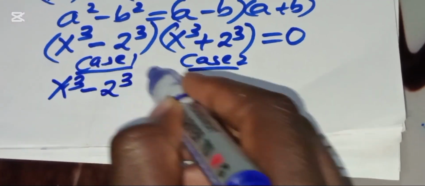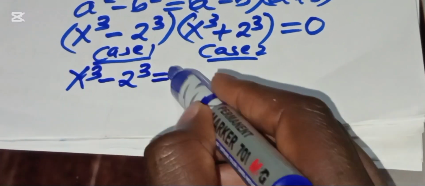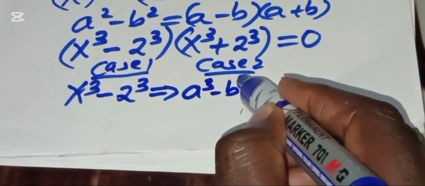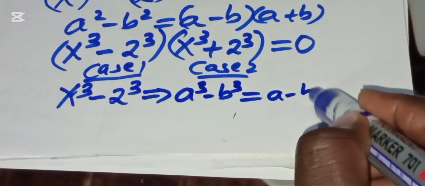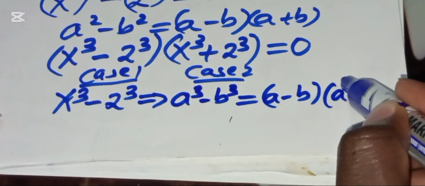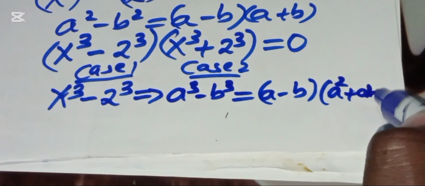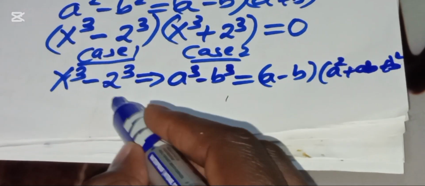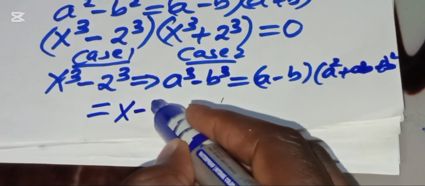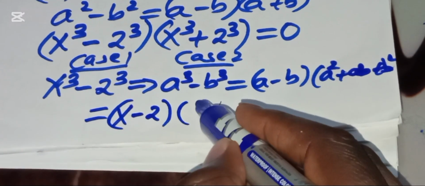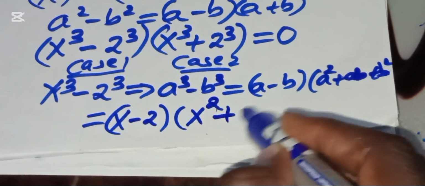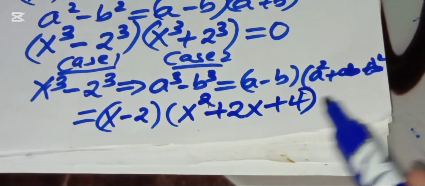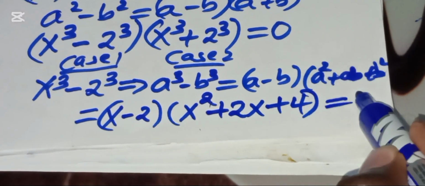Now from case 1, x cubed subtract 2 cubed is actually the difference of two cubes, which is expressed as a cubed minus b cubed, which is a minus b, a squared plus ab plus b squared. So let's apply this property. This is the same thing as x minus 2, times x squared plus 2x plus 2 squared, which is 4, equal to 0.